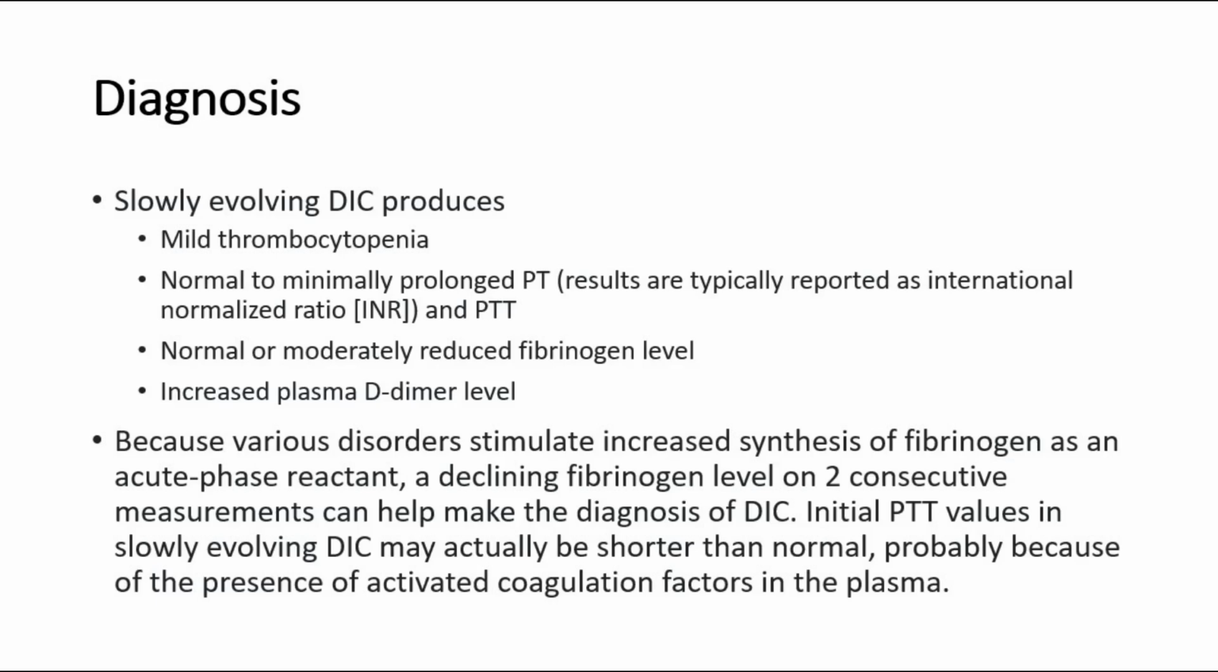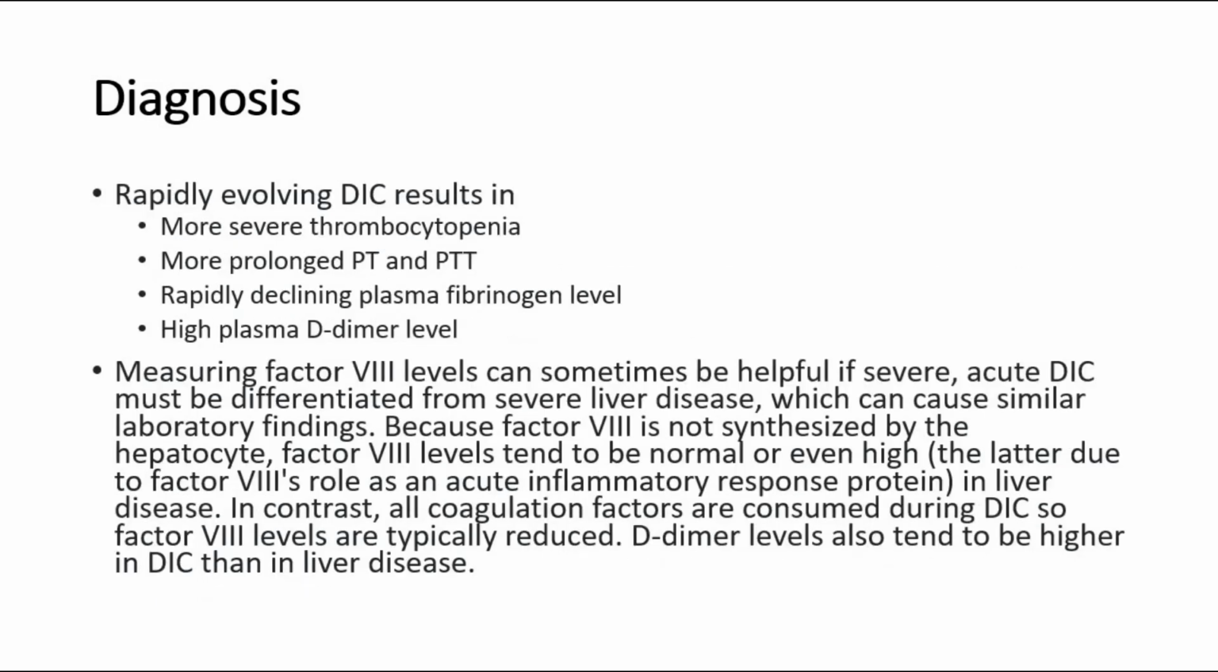Rapidly evolving DIVC results in more severe thrombocytopenia, more prolonged PT and PTT, rapidly declining plasma fibrinogen level, and high plasma D-dimer level. Measuring factor VIII levels can sometimes be helpful if severe. Acute DIVC must be differentiated from severe liver disease, which can cause similar laboratory findings. Because factor VIII is not synthesized by the hepatocyte, factor VIII levels tend to be normal or even high in liver disease. In contrast, all coagulation factors are consumed during DIVC, so factor VIII levels are typically reduced. D-dimer levels also tend to be higher in DIVC than in liver disease.